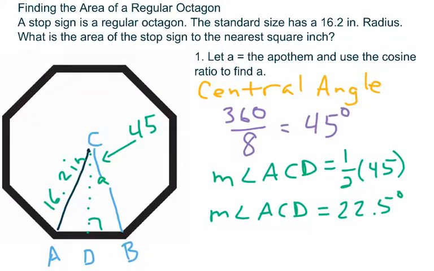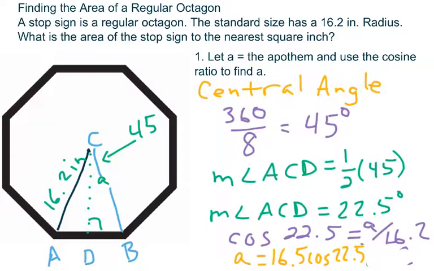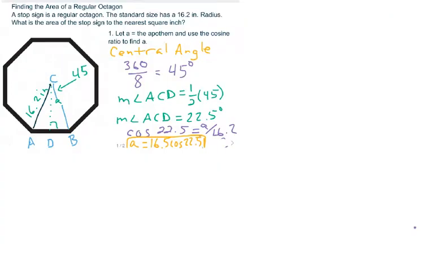Now we can use our cosine ratio. Since cosine equals adjacent over hypotenuse, we can say that cosine of 22.5 equals A over 16.2. Solving for A, we get A equals 16.2 times cosine of 22.5. So now we've solved for A to obtain an expression for the apothem. Our next step is to find the perimeter of the octagon.